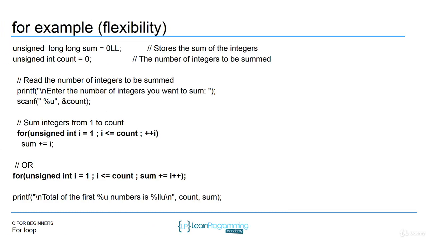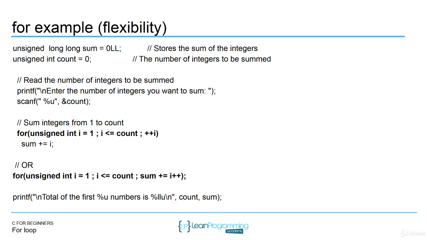Now let's go into a little example. I want to show you the flexibility of the for loop. Here's an example where we're going to basically just sum some integers. And in this example, we're going to ask the user to enter a number of integers they want to sum. We're going to store that in a variable called count. We're now going to have a for loop that goes through all of those, depending on the number they entered, iterate through that many times.